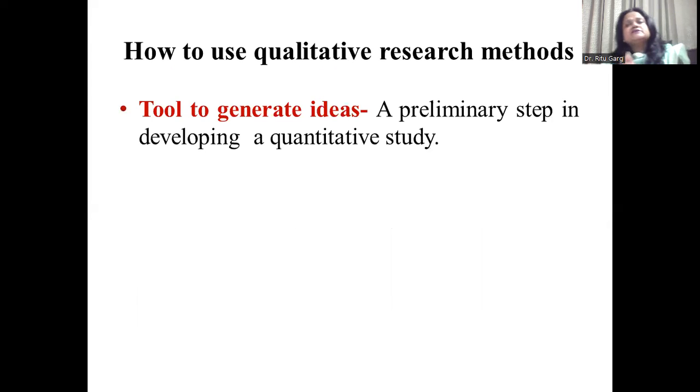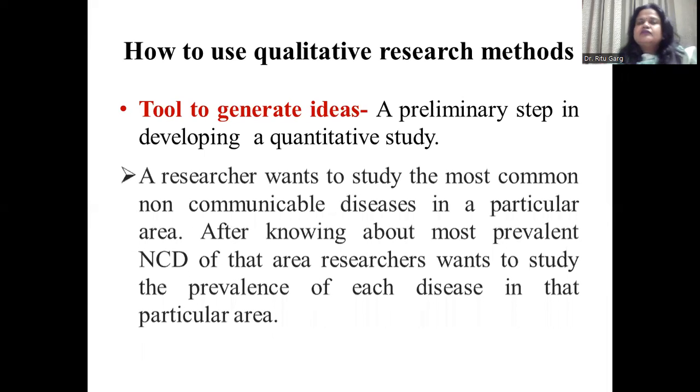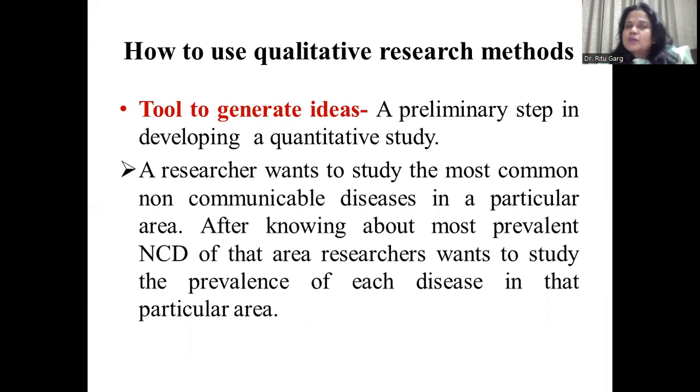Okay. So next is how to use these qualitative research methods. The most common way is to use the qualitative research method as a tool to generate ideas, or as a preliminary step in developing a quantitative study. How can we understand this, how can we use this as a preliminary step? If a researcher wants to study the most common non-communicable diseases in a particular area, and wants to know what kind of non-communicable diseases are prevalent in this area, like diabetes, cancer, or obesity.